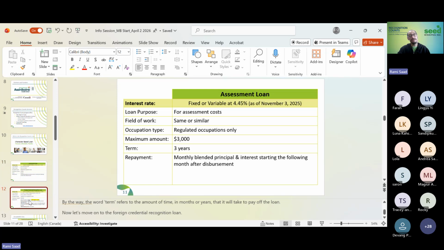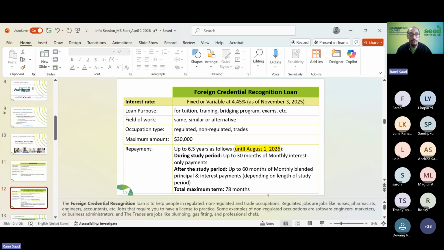Then we have our black horse. This is what I call it, the Foreign Credential Recognition Loan, or FCR loan. That's the one that we are known for, and it's very popular. It has the same interest rate, which is 4.45. There is also the same choice of whether you would like to have it as fixed or variable. It's up to you. You get to decide.